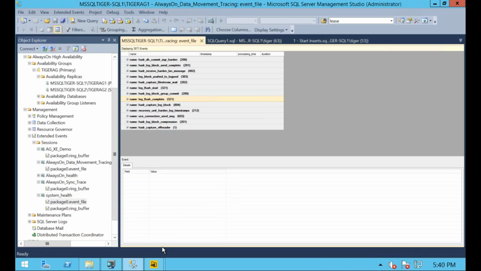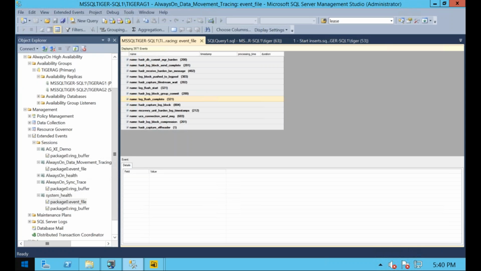So, John, do we have any additional questions? Yes, I have a few that have popped in here. So with the new extended events, does this cover all possible paths in code for a message being sent from primary to secondary, or just some well-known troublesome areas?